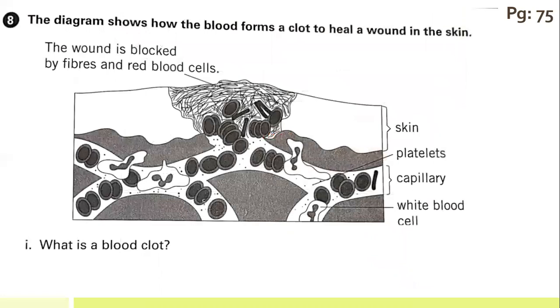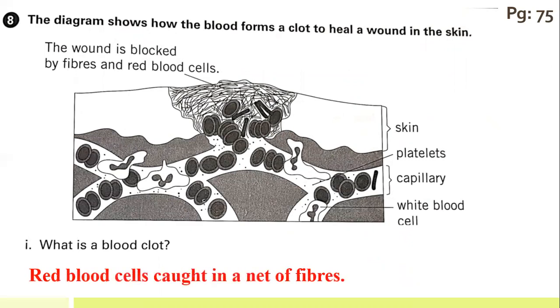The eighth question of this exercise: the diagram shows how the blood forms a clot to heal a wound in the skin. So what is a blood clot? The answer is red blood cells caught in the net of the fibers. You can see here it is mentioned. This is a net that is formed by the fibers from platelets, and the red blood cells are caught in this net, and because of this it is also called a blood clot.